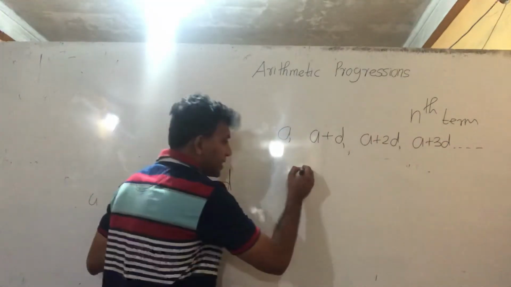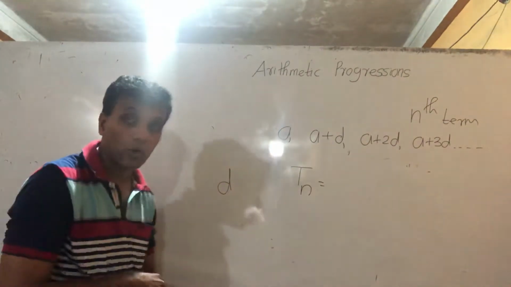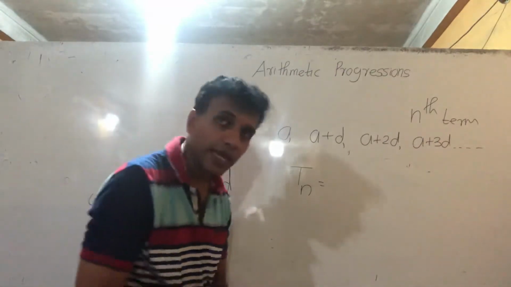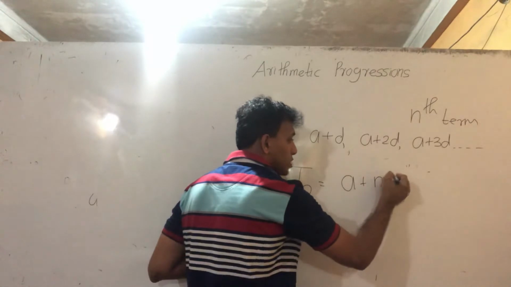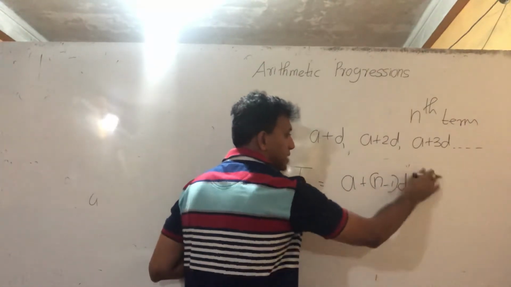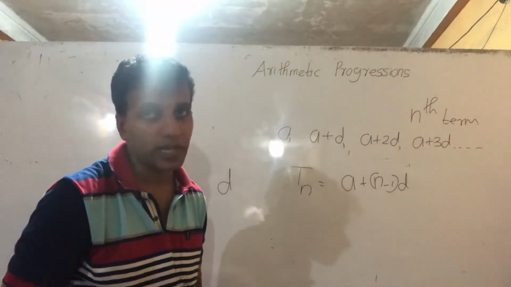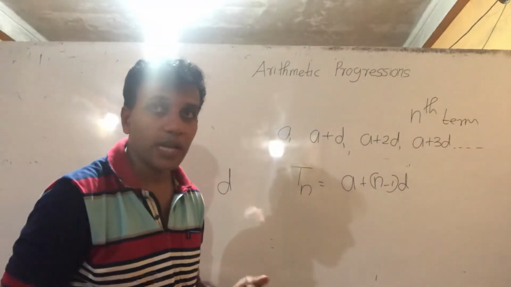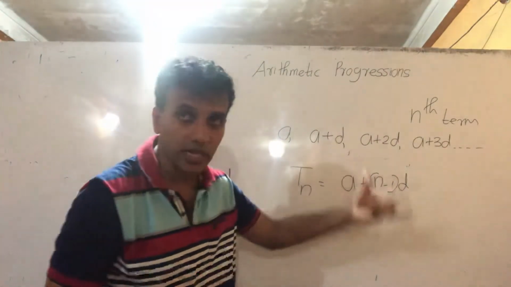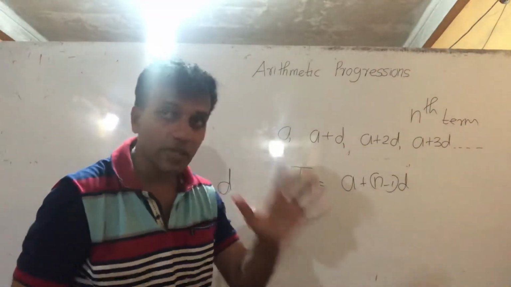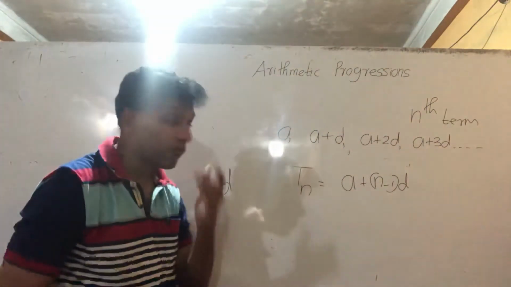Therefore, the nth term is like this, in symbolic form: Tn equals A plus n minus 1 into d. Tn equals A plus n minus 1 into d, right? The 11th term, A plus 10d. The 100th term, A plus 100 minus 1 into d, that is 99d. The 7th term, A plus 7 minus 1, 6d, like that. This is the nth term formula, right?